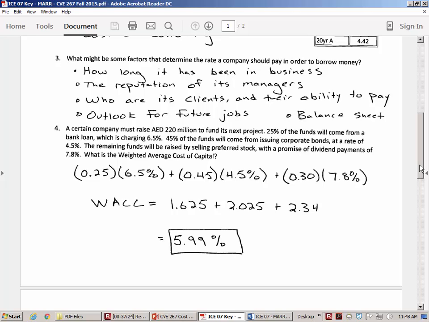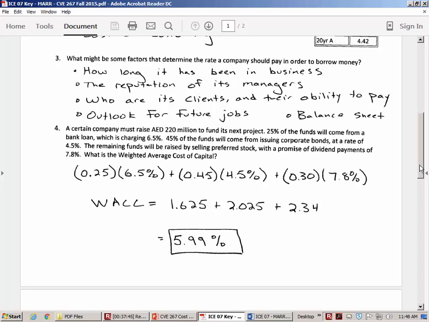All right, that last one, that's a lot of words. Problem 4 has a lot of words there. So let's just dive right in. You have to raise 220 million dirhams to fund a project. Of the money you're going to borrow, 25% comes from a bank loan, and you're paying the bank 6.5%.